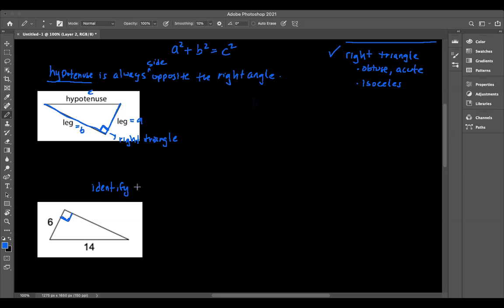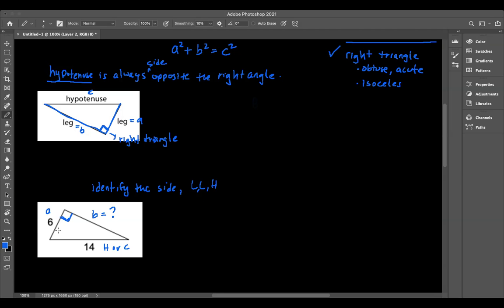Okay, so we want to identify the sides. Leg or hypotenuse, LLH. So again, we know that this is the right triangle. Opposite of that is the hypotenuse, so this is the H or the C. This side right here is the leg, so this is the A. And this side right here is the B. So again, like I said, you can switch either one. It doesn't matter. So what we have to find is the B here.